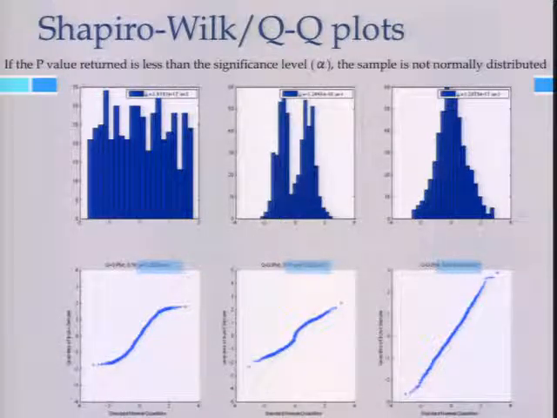Another way to assess normality is to create QQ plots, which give a graphical representation of the normality, but no significance value.